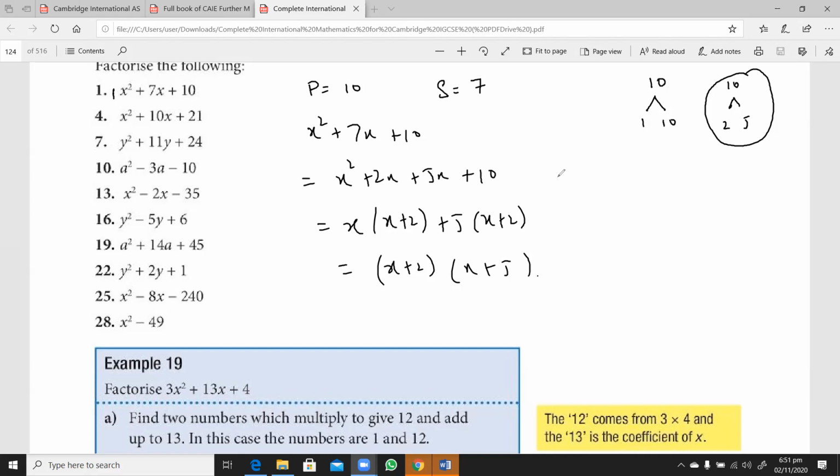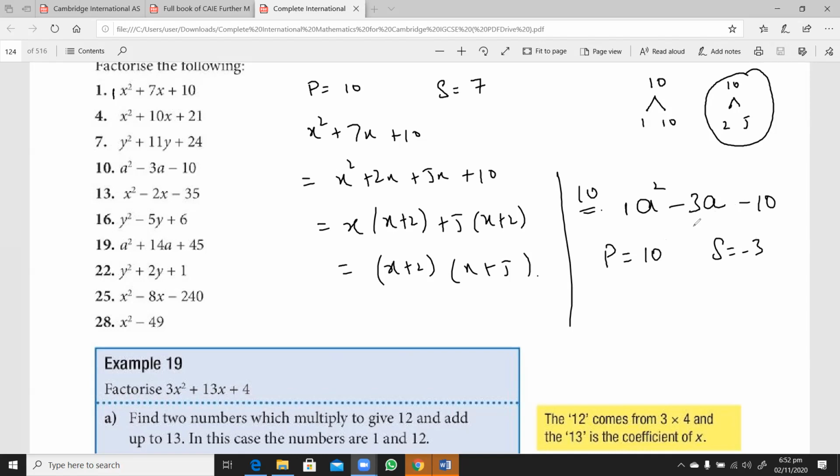Okay? Look at this 10th question. You have a squared minus 3a minus 10. Now here the product is going to be, remember there is 1 over here. If you remember this, you will be able to handle the upcoming difficult questions. So the product is 10 and the sum is minus 3. So it's the same 10 over here.